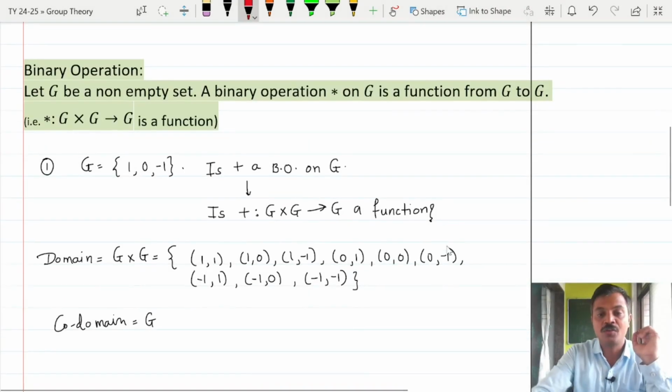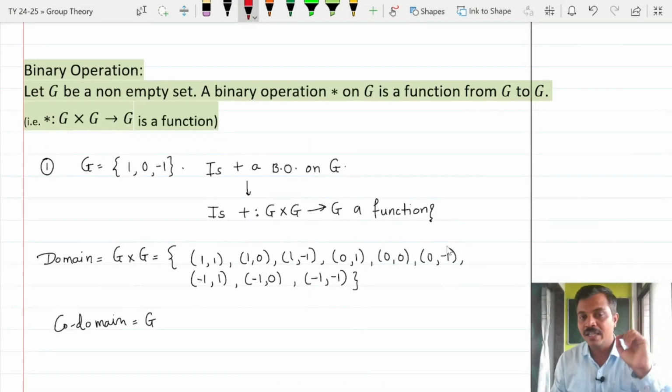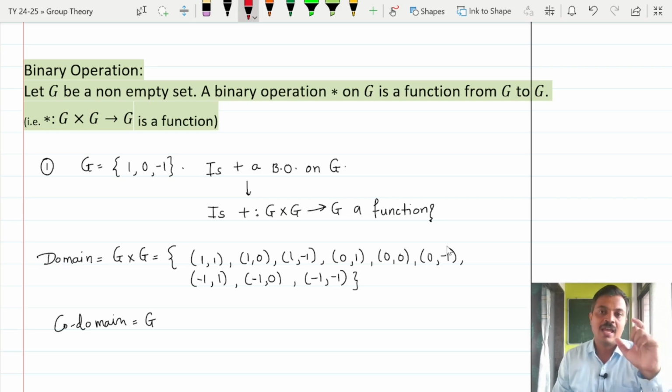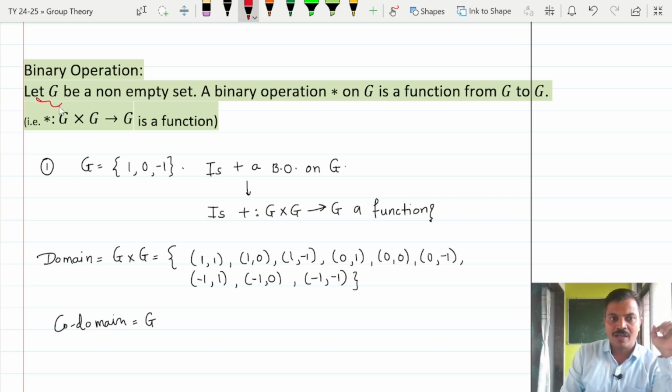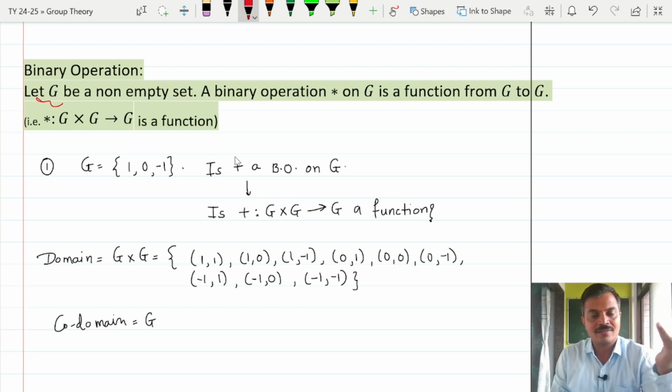The definition of a binary operation, the name itself suggests that we should have two elements with us in order to perform this operation. Therefore, it is called a binary operation, right? So the definition says we should have a non-empty set, obviously, otherwise there is no meaning to the definition.